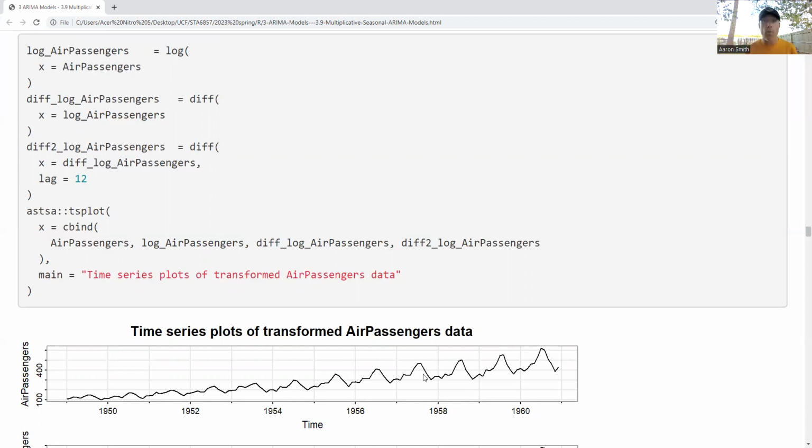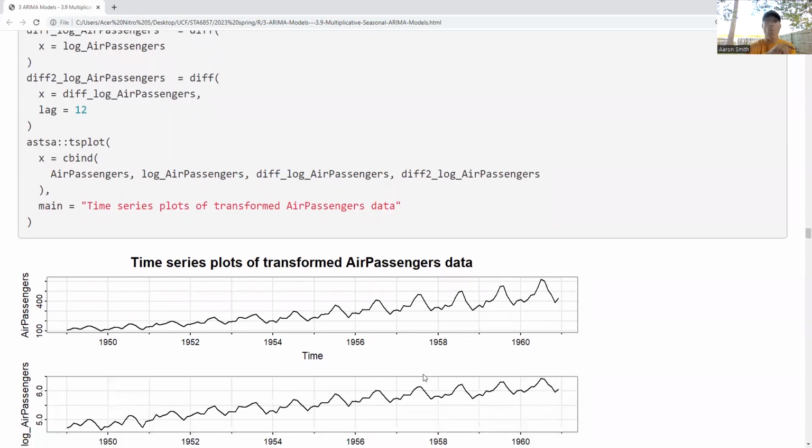Typically, we're going to use a log transform. So I'm going to do a log transform. I do a log transform, and I go, wow, I still have a trend. I need to detrend this. I'm going to use differencing.